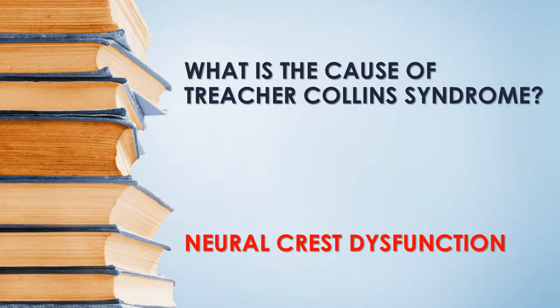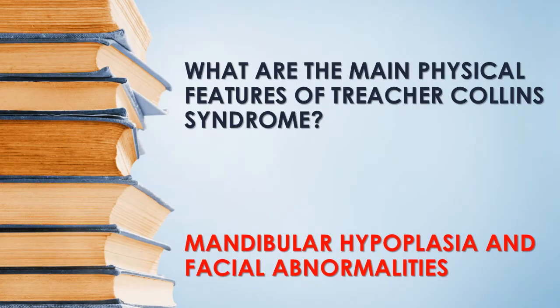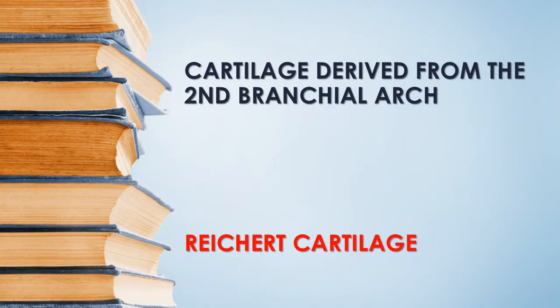What is the cause of Treacher-Collins syndrome? Neural crest dysfunction. What are the main physical features of Treacher-Collins syndrome? Mandibular hypoplasia and facial abnormalities. Cartilage derived from the second bronchial arch: Reichert cartilage.